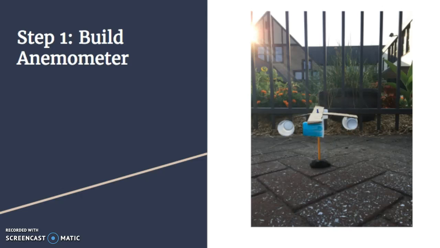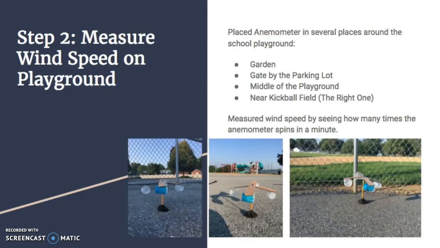So right there I have the anemometer that I described in the earlier slide. The only thing I didn't talk about was you do need to color one cup a different color just so that when students see it spinning around they know when it comes back around. So then I measured the wind speed on the playground.